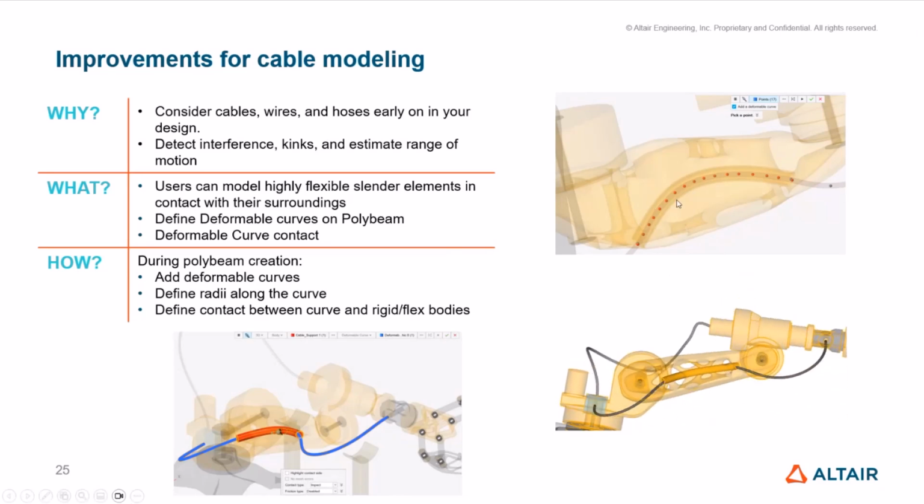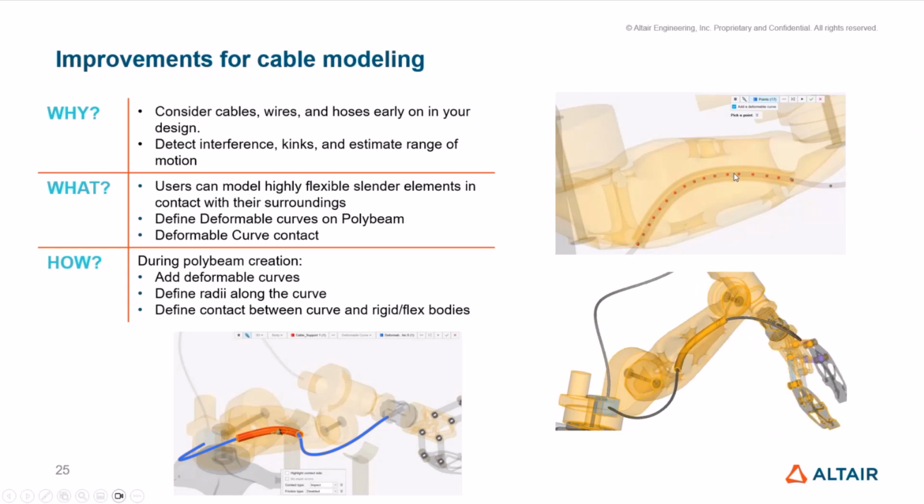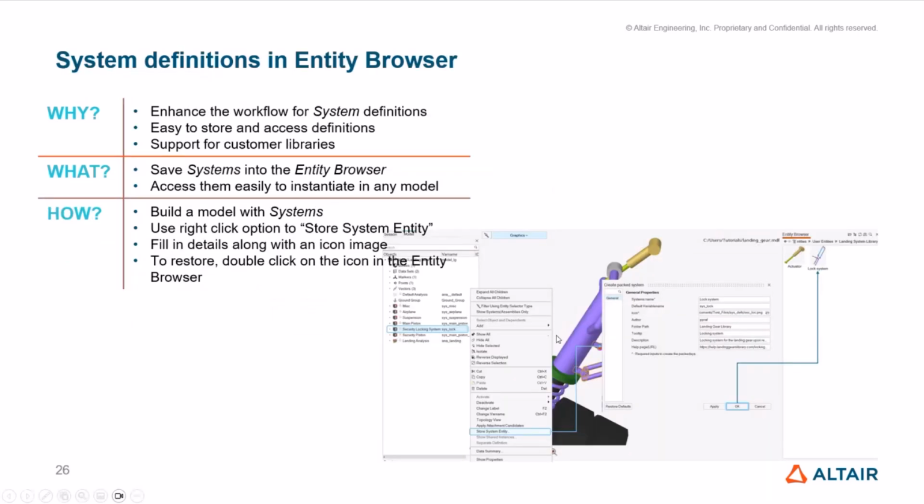And we also added a capability to add a deformable curve while creating the polybeam itself. In 2025, Motion View added a new capability to store system definitions directly into the entity browser. This offers a very easy way of storing and accessing system definitions, and it assists in creating customer libraries.